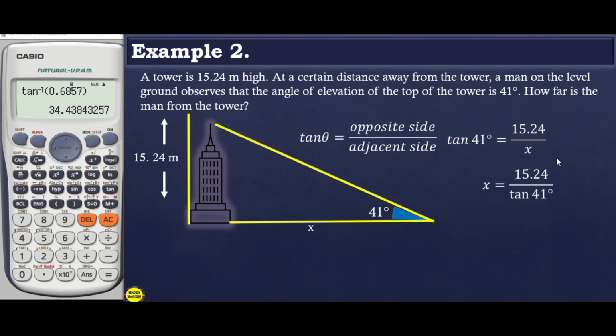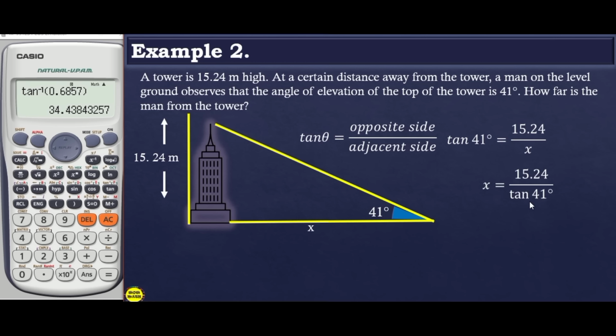Ang pinaka-shortcut dyan, kapag yung unknown mo, yung x, kung nasan yung unknown, yung kapartner niya, ilalagay mo na agad sa denominator. Yun po yung pinaka-tip ko. So, halimbawa, ito yung unknown mo. Ito yung magkocross ka, di ba? Yung kapartner niya, ilalagay mo na agad sa denominator. So, x is equal to 15.24 over tangent 41 degrees.